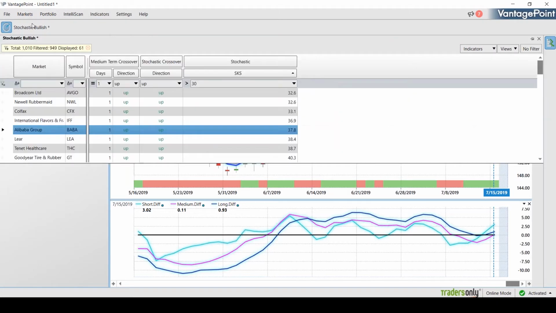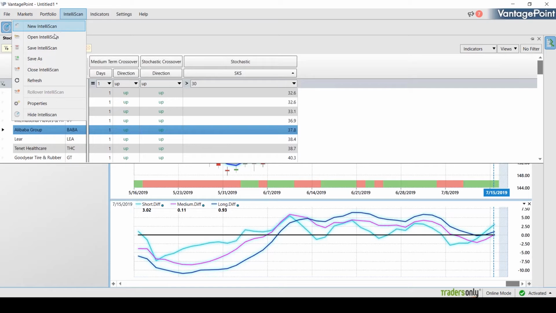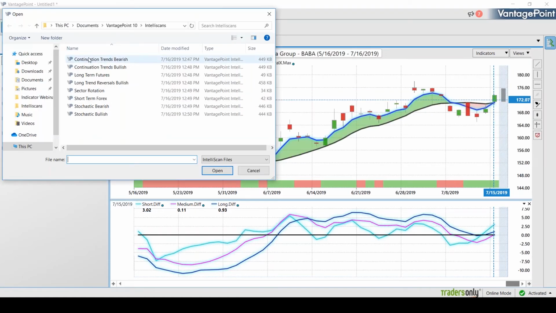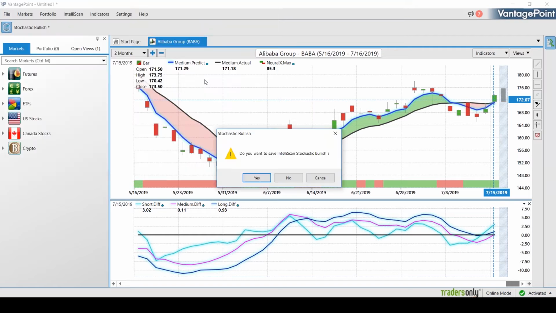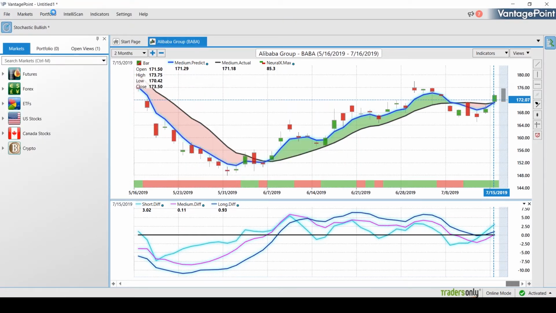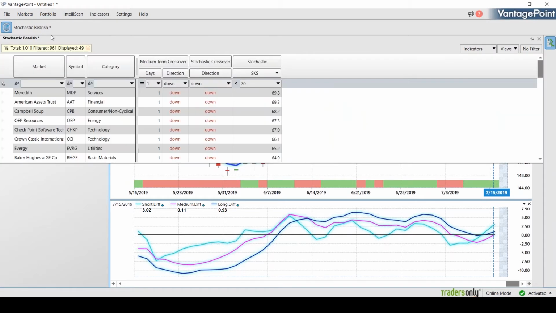Now, the next one we're going to look at is the Stochastic Bearish scan. What happens if we flip this around? Let's open up our Stochastic Bearish scan and see what happens when things go the other way. We'll let that load, and hopefully you guys are following along with me. Why don't we pull this one up? Here we go.